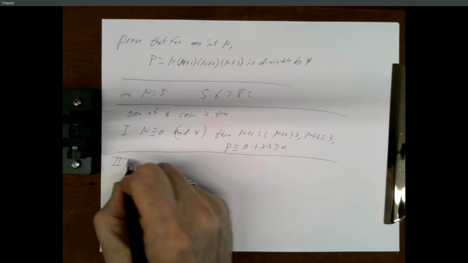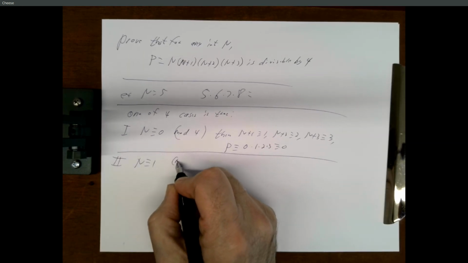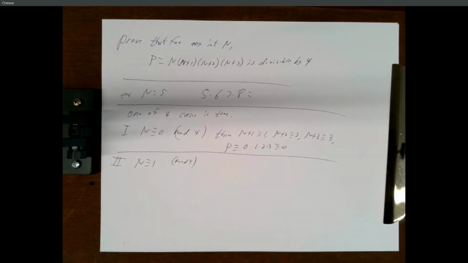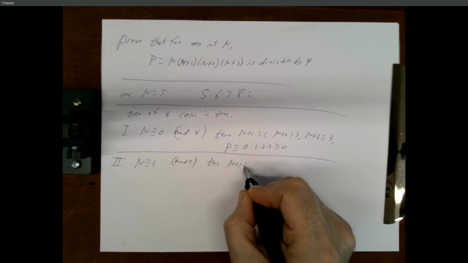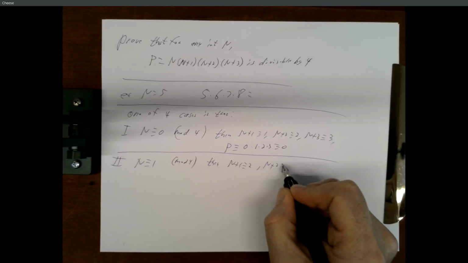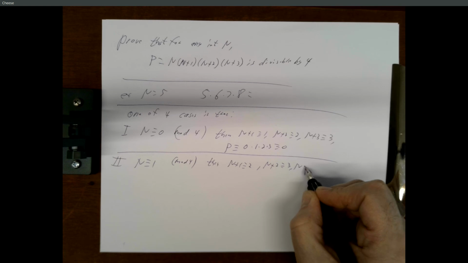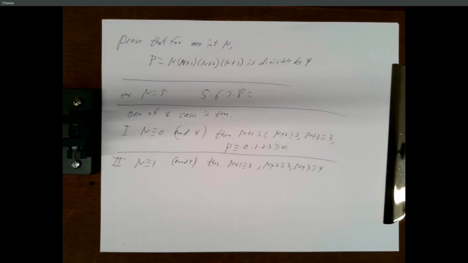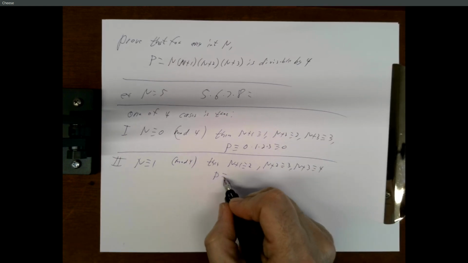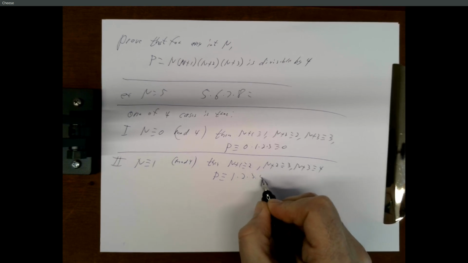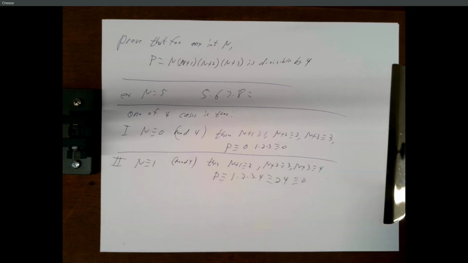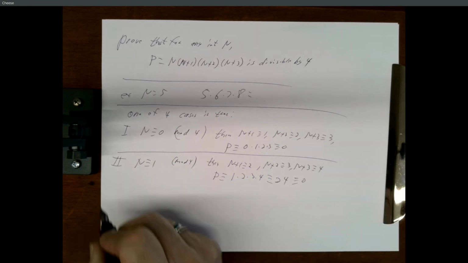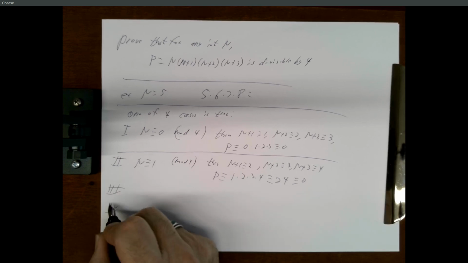But it could also be the case that n is congruent to 1 modulo 4. In which case n plus 1 is congruent to 2, n plus 2 is congruent to 3, n plus 3 is congruent to 4, and so our product is congruent to 1 times 2 times 3 times 4, which is congruent to 24, which is congruent to 0 mod 4, because 24 is divisible by 4. And you can do this in the other possible cases.